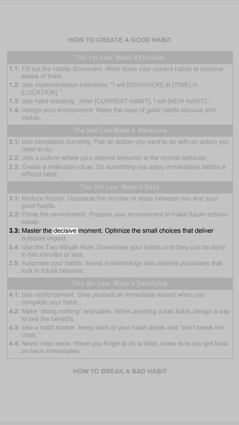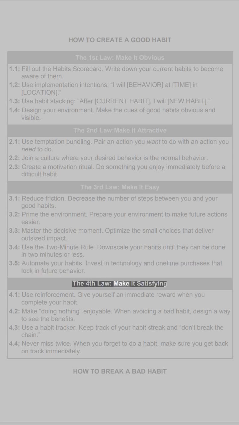3.3. Master the decisive moment. Optimize the small choices that deliver outsized impact. 3.4. Use the 2-minute rule. Downscale your habits until they can be done in 2 minutes or less. 3.5. Automate your habits. Invest in technology and one-time purchases that lock in future behavior.